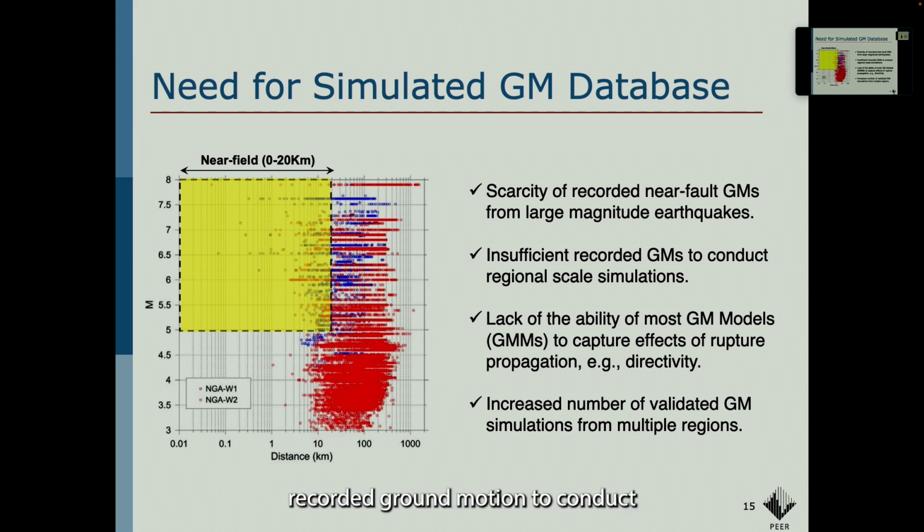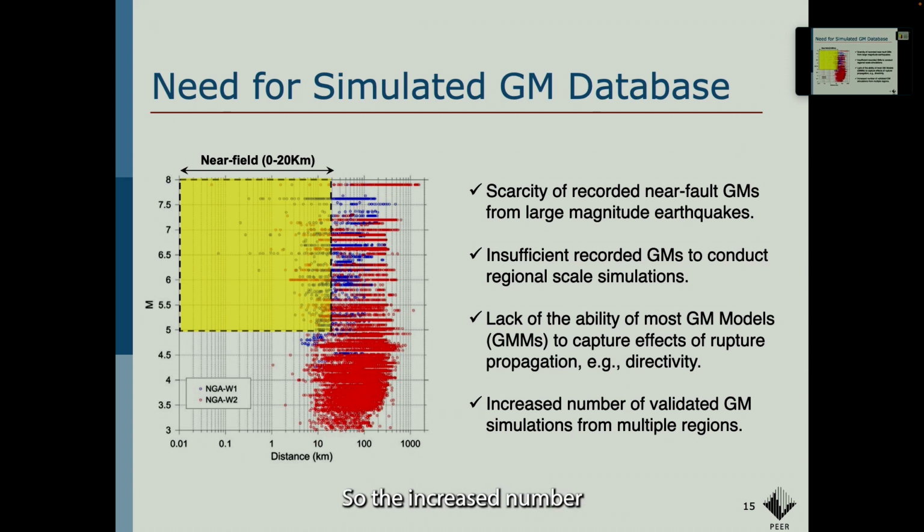You have insufficient recorded ground motion to conduct regional scale modeling, which now clearly is of interest to many groups. There is a lack of ability of most ground motion models to capture the effects of rupture propagation. We heard a lot about source modeling and rupture propagation, such as directivity and so on. So if you're going to rely only on recorded ground motion, you could be missing some of the important physics that the seismologists and also engineers know a lot about.